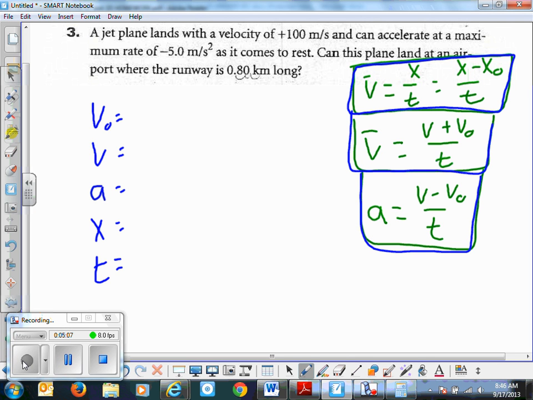Okay, so look, I'm going to do a jet plane lands with, I'm just going to say, a different number, 550 meters per second. It can accelerate at a maximum rate of, let's say, 10 meters per second squared. Can this plane land in, let's say, 10 kilometers? So, do we have a question?